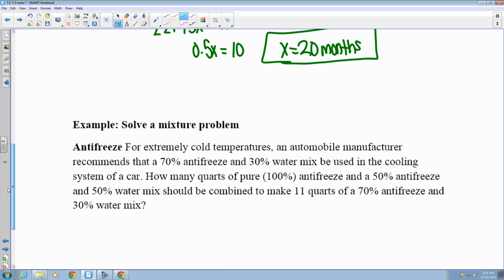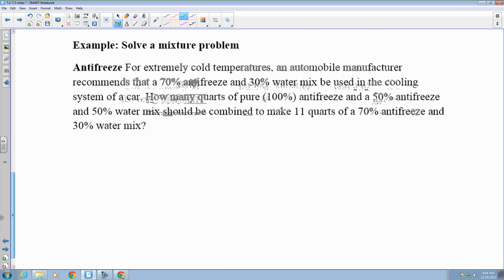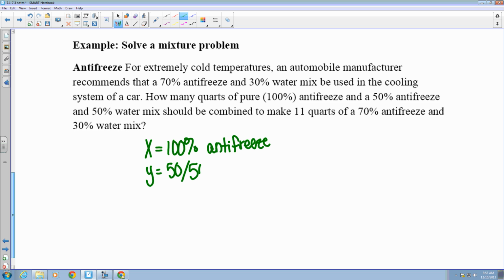This next one is a little tricky. For extremely cold temperatures, an automobile manufacturer recommends that a 70% antifreeze and 30% water mix be used in the cooling system of a car. How many quarts of pure antifreeze and 50% antifreeze and 50% water mix should be combined to make 11 quarts of 70% antifreeze and 30% water mix? So our two different variables are going to represent something. The first one, x, is going to represent the 100% antifreeze, and y is going to represent the 50-50 water antifreeze.